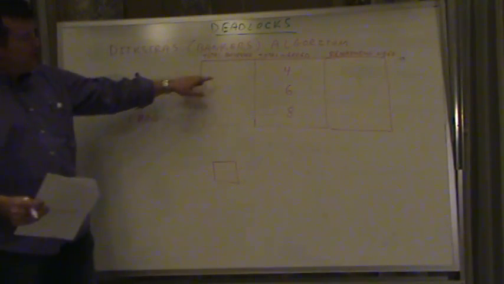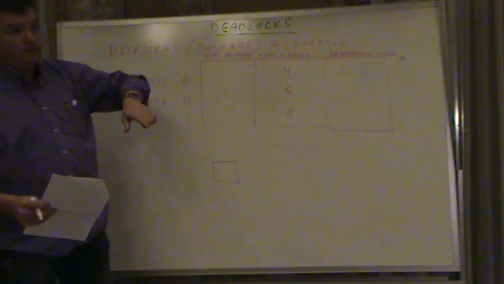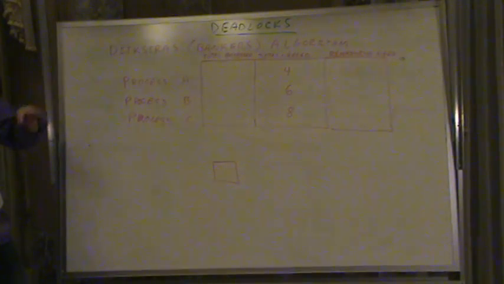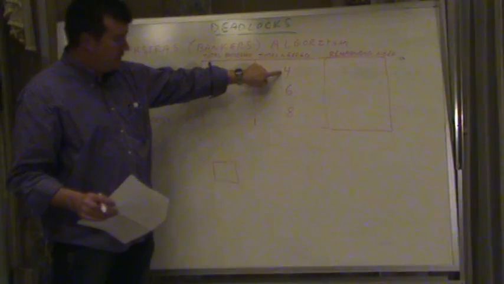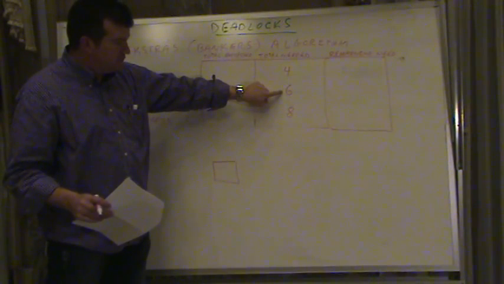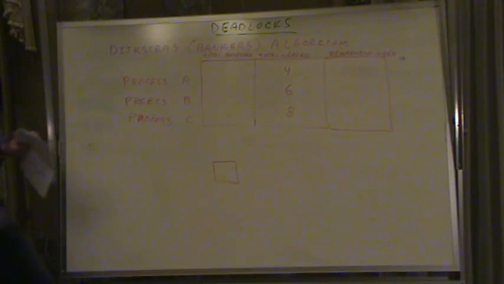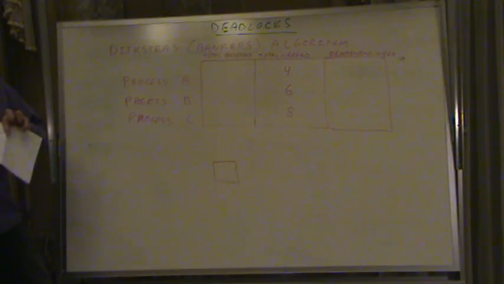But process A might need 1 or 2 at the beginning, then give a few up, then need 4, then give them up, and then need 1 more, and then finish. But at its worst time, at least at one point, it will need 4 at once. The same is true for B, which needs 6, and C, which needs 8. So let's say we have a total of 12. Would you say this will definitely deadlock, may deadlock, or is there some way we can guarantee it would never deadlock?